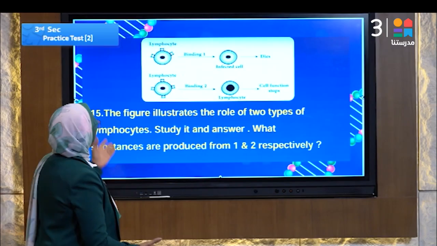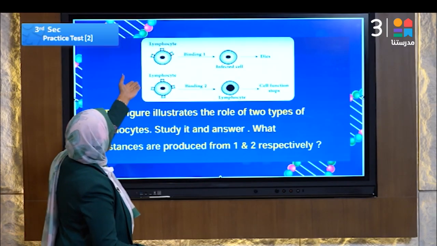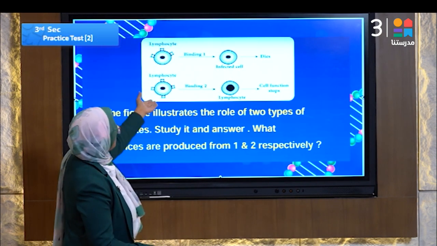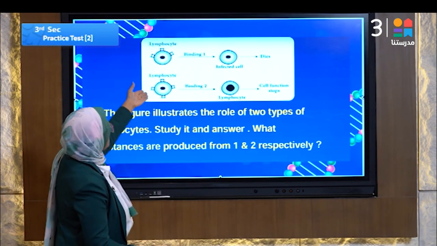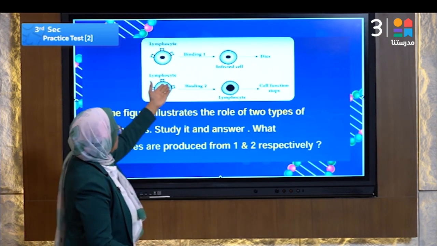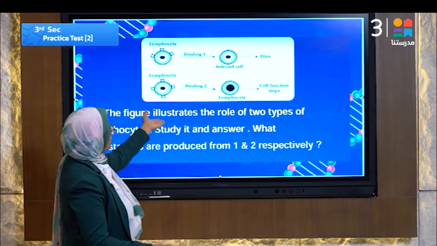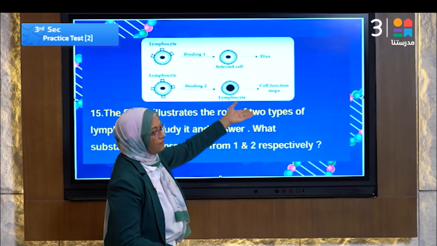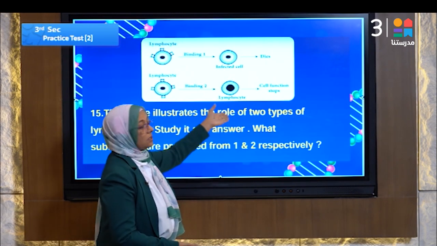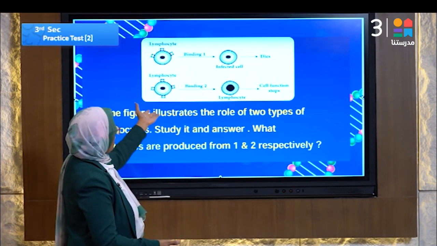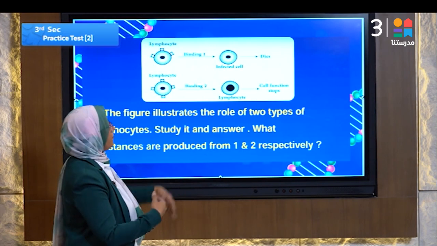Let's see this figure, lymphocytes. There are 2 lymphocytes. Binding 1 infected cell. Binding 2 lymphocyte, cell function stop. So one of them has a function.